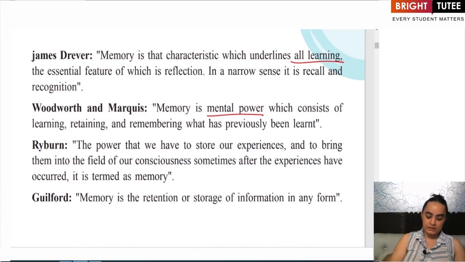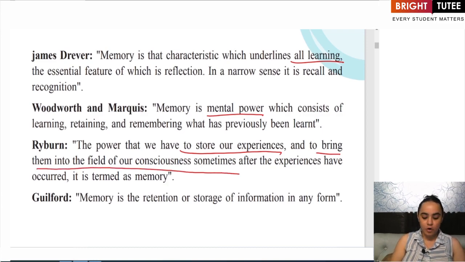Rayburn believes that memory is the power that we have to store our experiences and to bring them into the field of consciousness sometime after the experiences have occurred. So, whatever experiences you have had in your lives, when you store those experiences and you bring them forth, you think about them, at small and short intervals, that is known as memory.